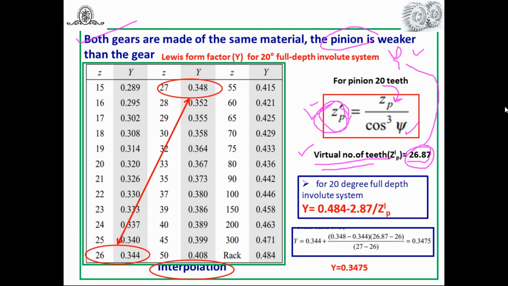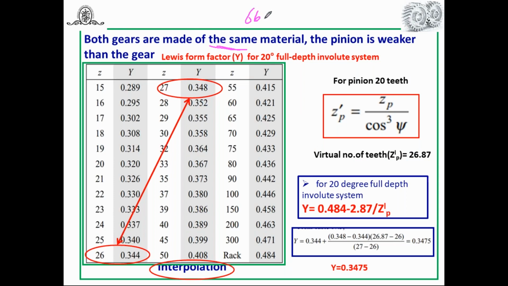Now suppose I discuss once again: if different materials are used, at that time the product sigma b into Y decides which one is weaker, that means whether the pinion is weaker or the gear is weaker. Again, for that purpose, what do you have to do? You have to find Zp dash, then Zg dash.